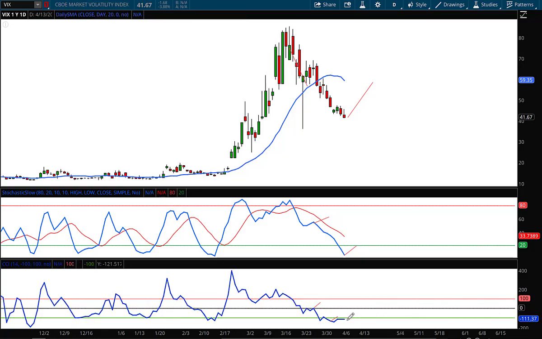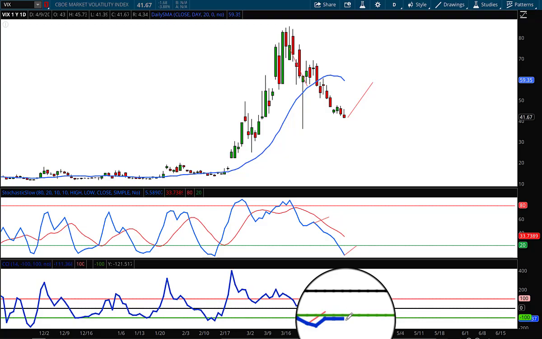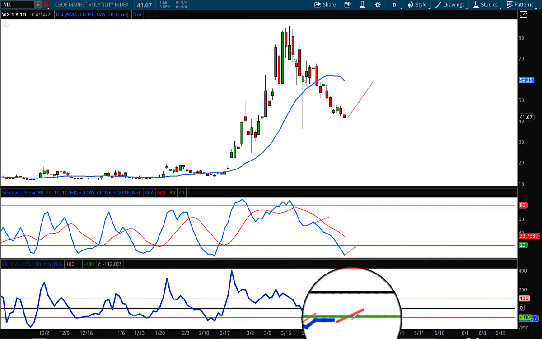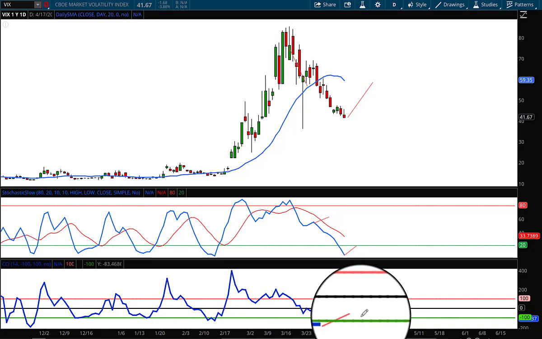And right here, as I magnify that for you, that is the CCI also showing an oversold condition. I think that next week we'll get a buy signal right there as the VIX crosses over that minus 100 line, which is the green line down there.